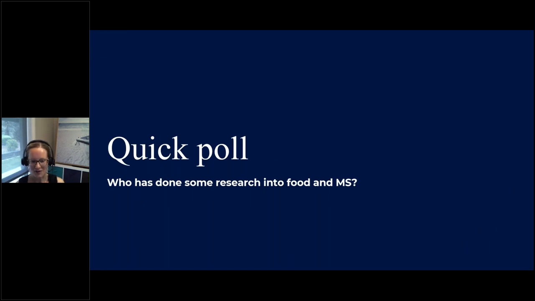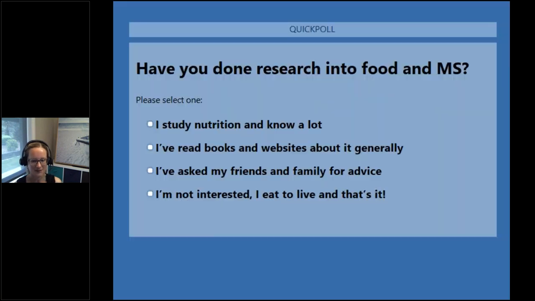Straight up with a poll, and Peter will be running this, but we're looking to see who's done a bit of research into food and MS generally. We'll just leave this open for a while. I can see the poll has been opened.